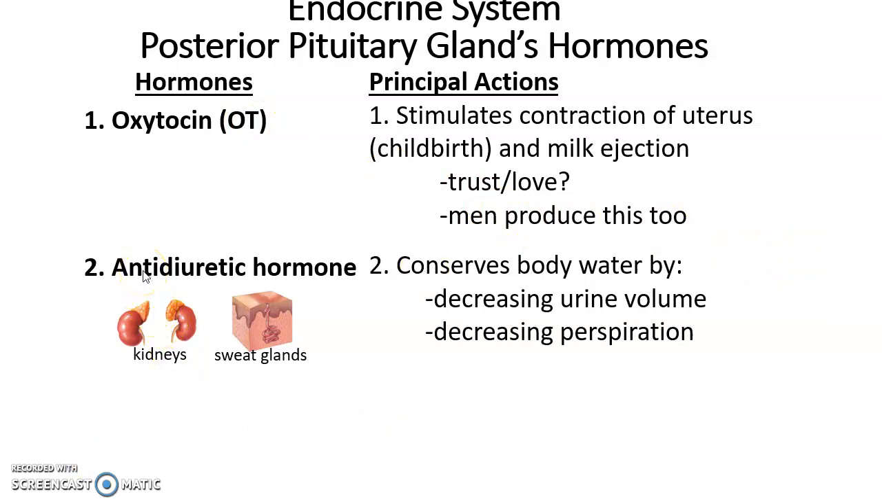The second hormone stored in the posterior pituitary gland is the antidiuretic hormone. Antidiuretic hormone's job is to conserve body water. So it is released when there is low blood pressure, when blood volume is decreased. And what it does is it goes to the kidneys and causes the kidneys to decrease urine volume. So the urine being produced is much more concentrated. The kidneys trying to conserve as much water as possible. And it also leads to decreased perspiration so that less water is lost through the skin.